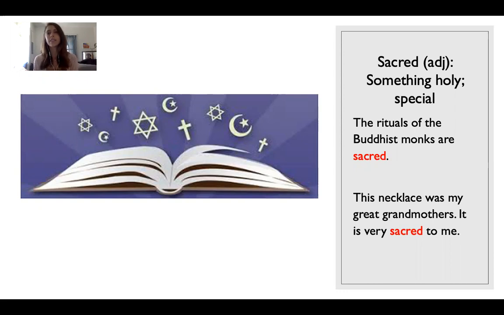So let's look at these sentences. The rituals of the Buddhist monks are sacred. It means they are holy. This necklace, and this is true, this little necklace I have on right now was my great-grandmother's. It is very sacred to me. Now you can just say it is very sacred, or you can add that prepositional phrase to me. And this photo is just to represent a few different religions, and to represent something as being holy. For Christians, the Bible is holy. For Muslims, it's the Quran. So we can say that the Quran and the Bible are sacred.